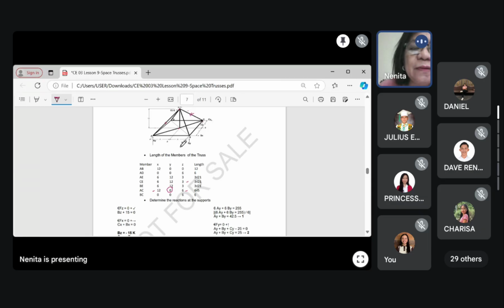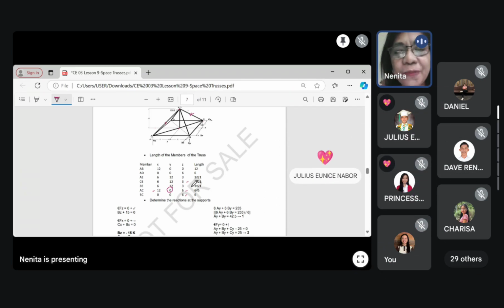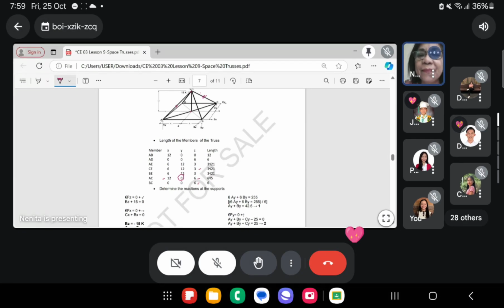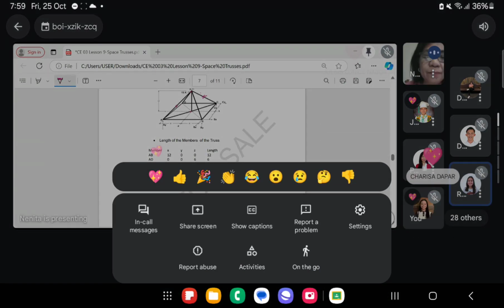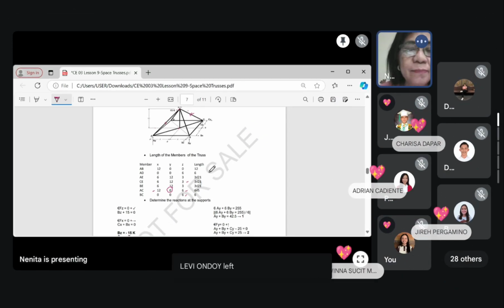Where is BC? This is BC. So, we have no X, we have no Y. We only have Z. Okay, class? Did you understand? Is it clear in terms of the components of the length of the members of our space truss? Did you understand, class? How about the rest? Okay, yes, good. So let's go further.